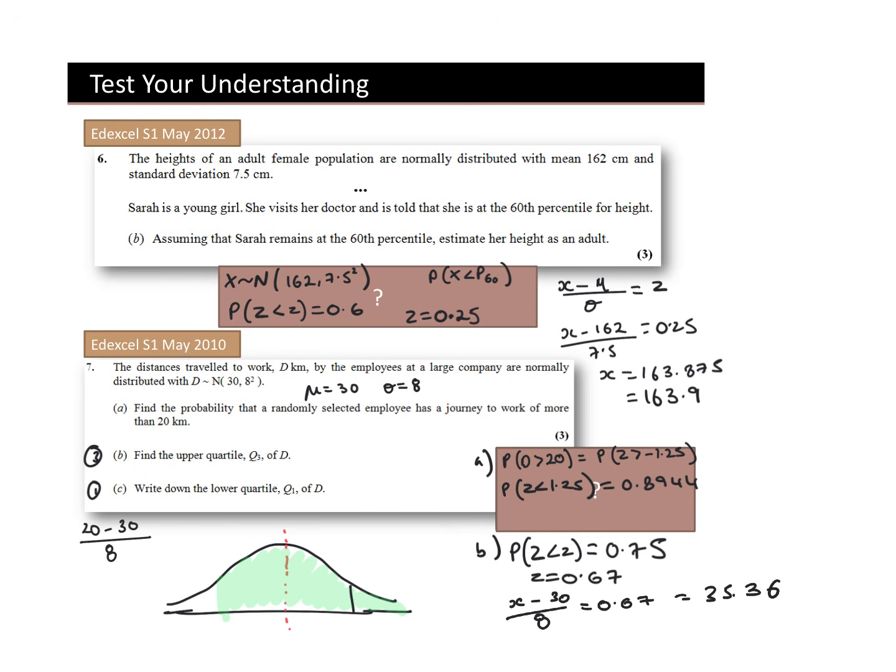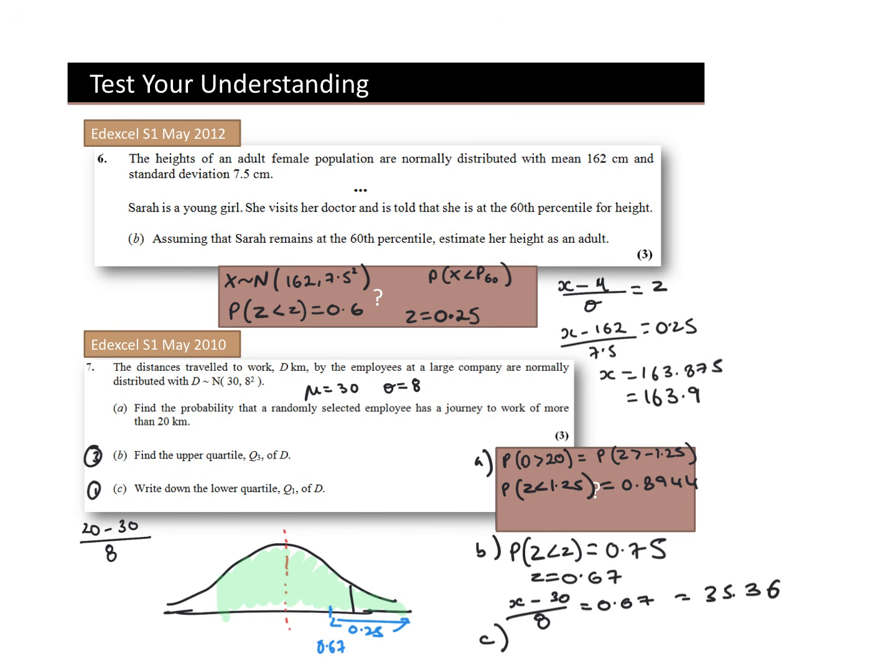And then the last one says write down the lower quartile. Now this is only 1 mark. So if we have the upper quartile, what could we do to help us? If you think about it, the upper quartile we found is 3/4 of the way. So we know this is 0.25, yeah? So this value of 0.67 is our upper quartile.